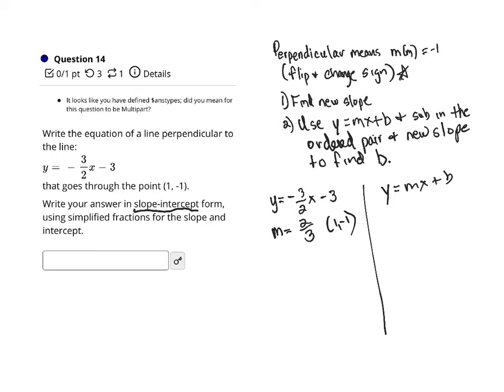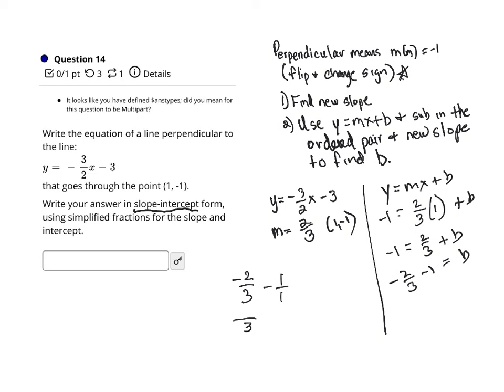So we're going to use the y, which is negative 1, equals our m is 2/3, times our x, which is 1, and then plus b. So negative 1 equals 2/3 plus b. We're going to move that 2/3 over, make it negative 2/3 minus 1 equals b. We're going to practice with fractions again. Negative 2/3 minus a 1, put it over 1. Common denominator would be a 3.